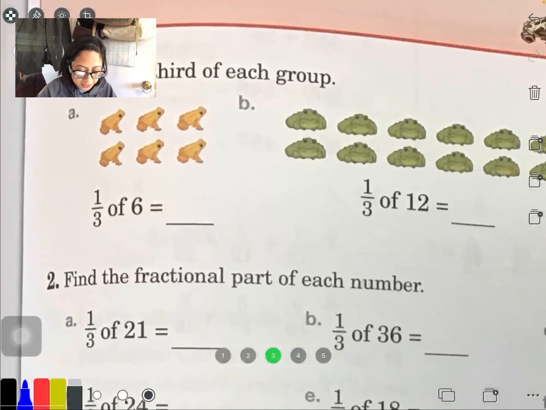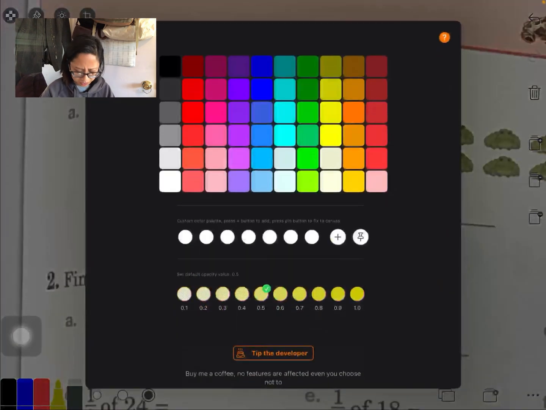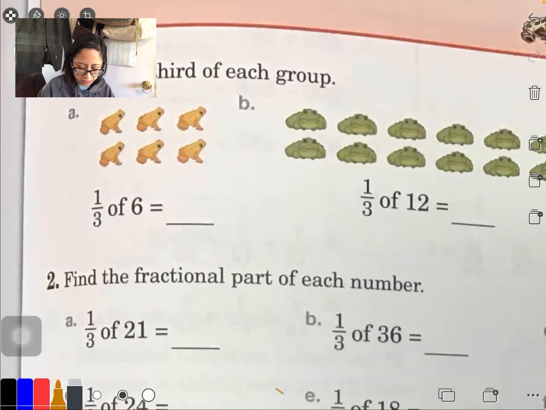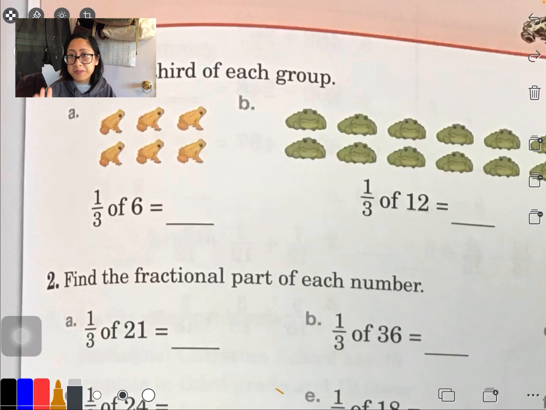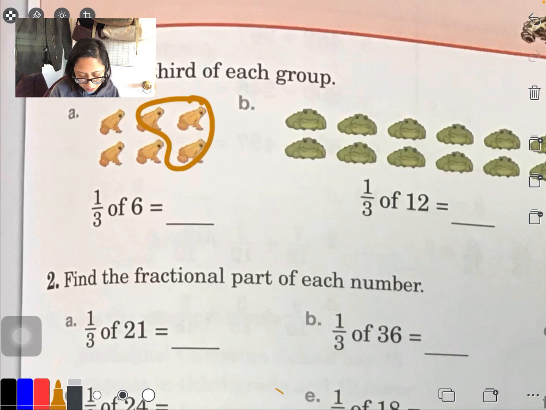So in this part, it says circle 1/3 of each group. So that means I have to circle 3 groups. 3 different groups. Watch. I'm going to use, ooh, these are tree frogs. Cute. I'm going to use orange. So I have to circle 3 groups because it says here 3. Here's one group. And remember, they all have to be even. I can't just do it like this.